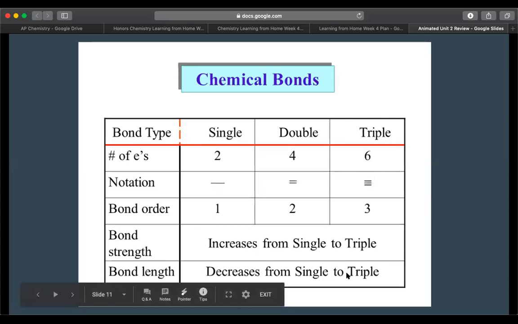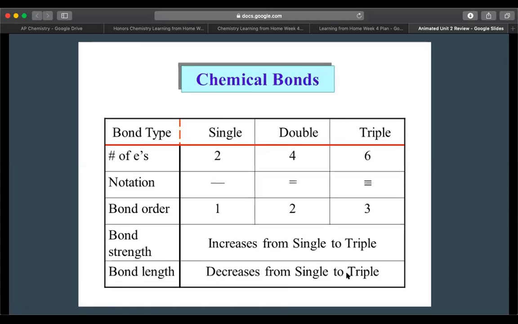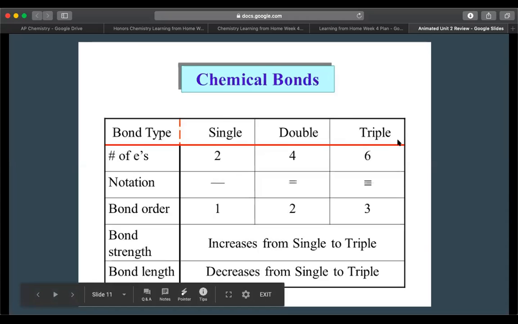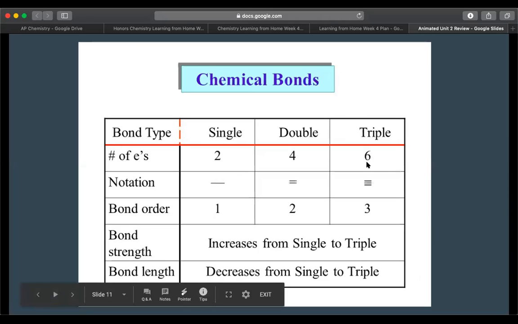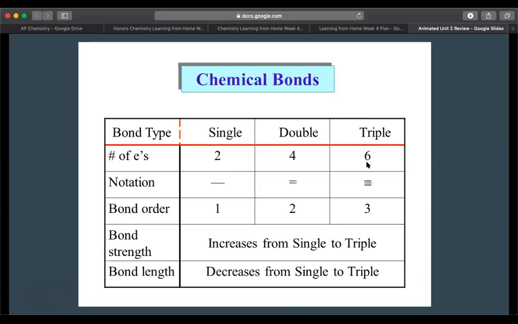But then the bond length, which is the longest bond? Single, double, or triple? One. Single. The single, the one, right? Because as you put more electrons in between things to make a double or a triple bond, that means there's more attraction in that bond and they're actually pulling closer and closer. So a triple bond is very strong partly because there's so much in the bond and it's all so close together. So it gets pulled closer and closer together.